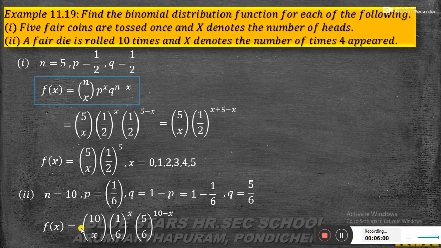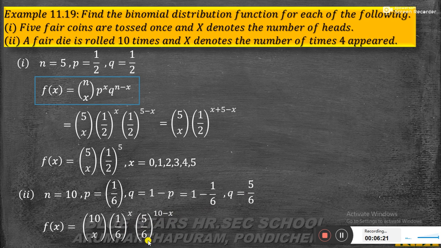Therefore f of x equal to 10cx. We know this is the binomial distribution formula: f of x equal to ncx p power x q power n minus x. I substitute. The p value is 1 by 6, 1 by 6 whole power x. The q value is 5 by 6, 5 by 6 whole power 10 minus x.